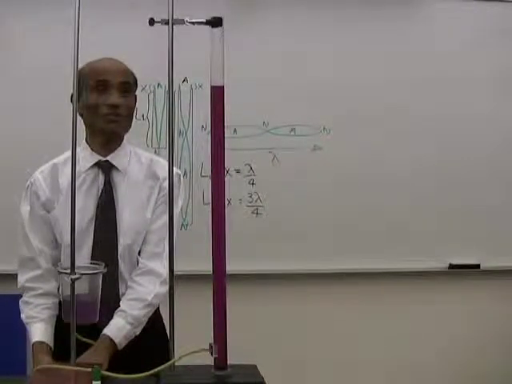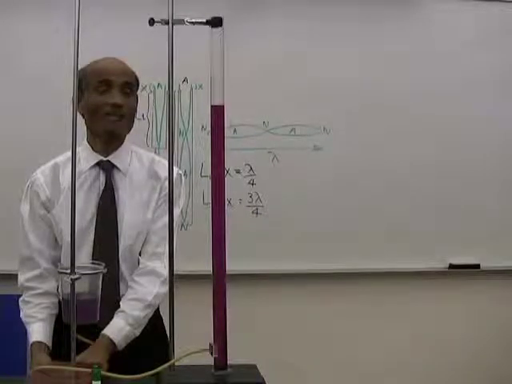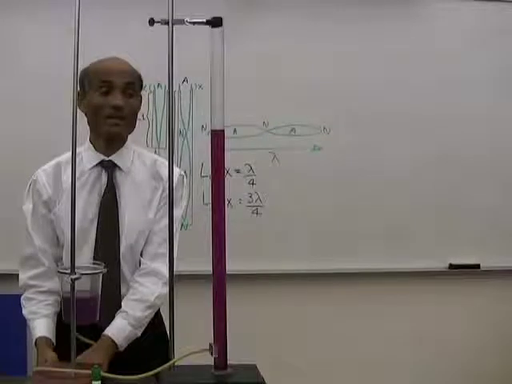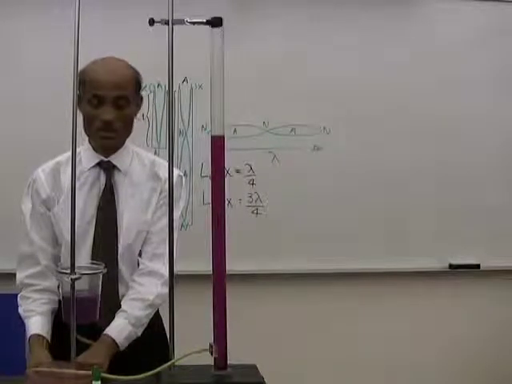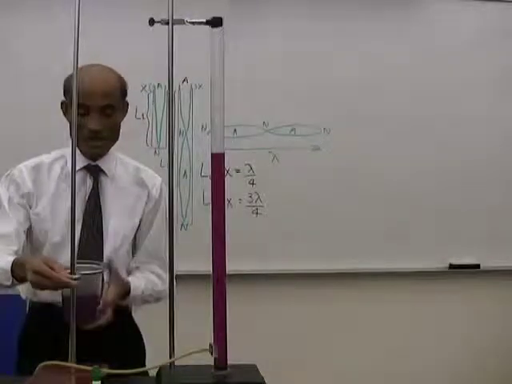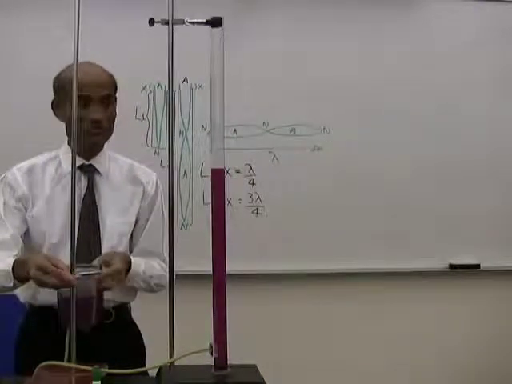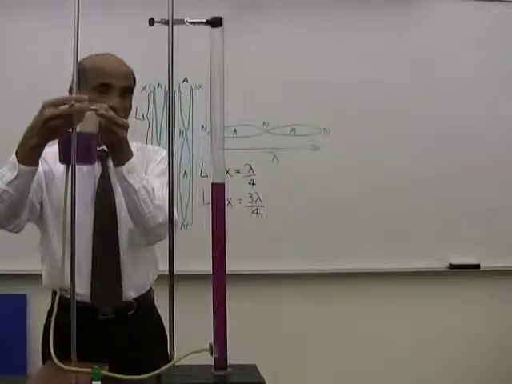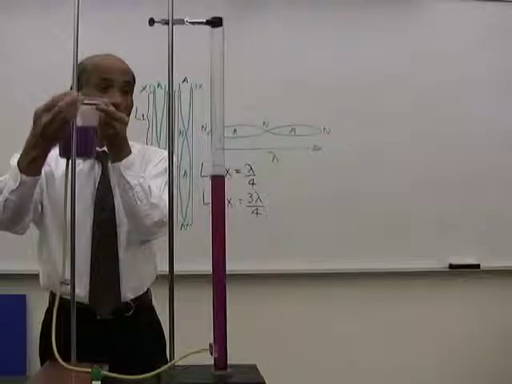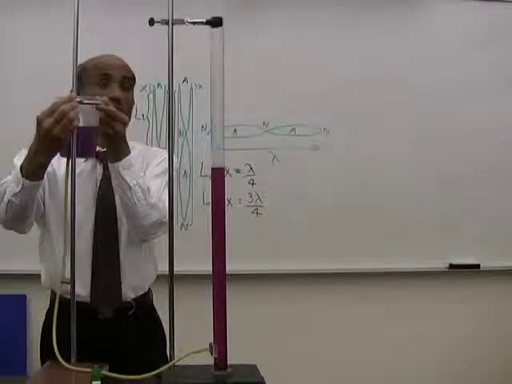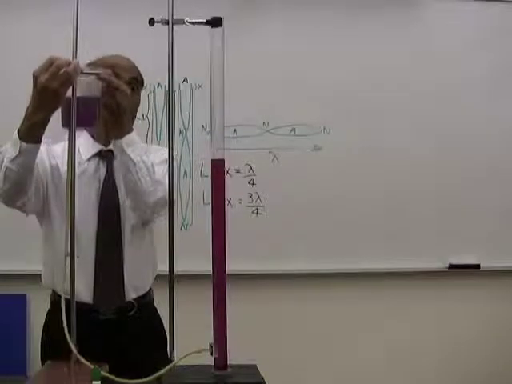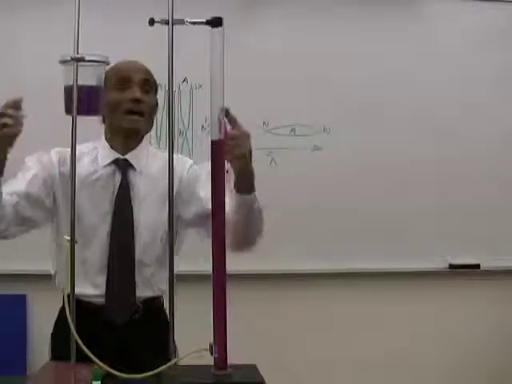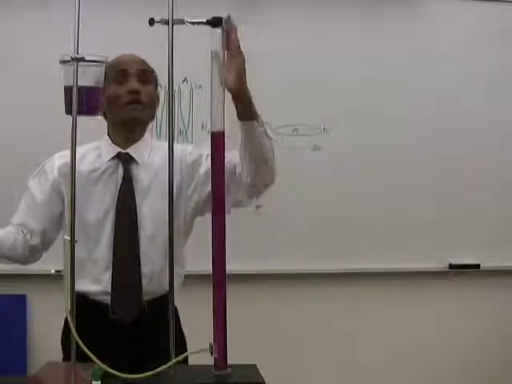I can let the water fall, and I can increase the length of the air column, or I can decrease it. You can increase or decrease by varying the position of this reservoir. You can see if I raise it up, the column will begin to rise and the length of the air column will decrease. So I can actually change the length of the air column by allowing the water to flow in or out of the tube.